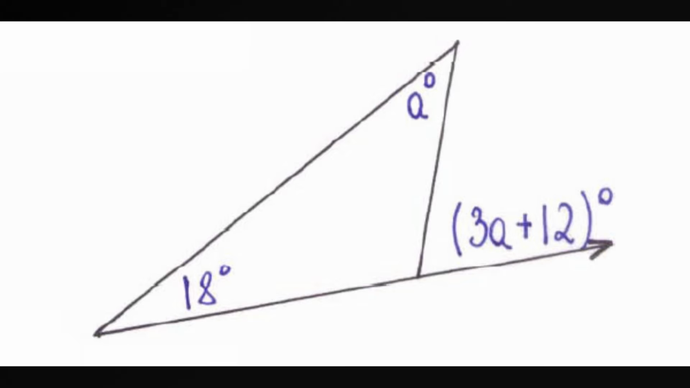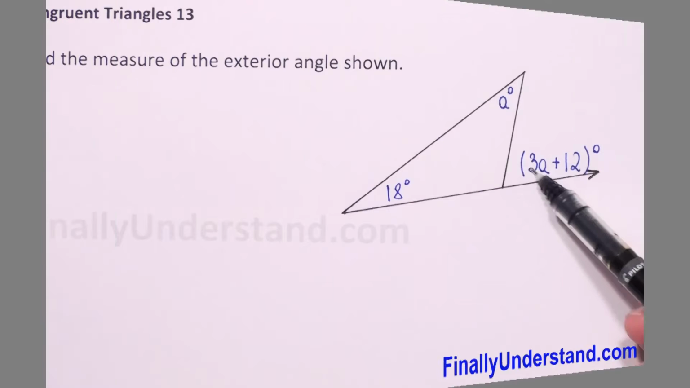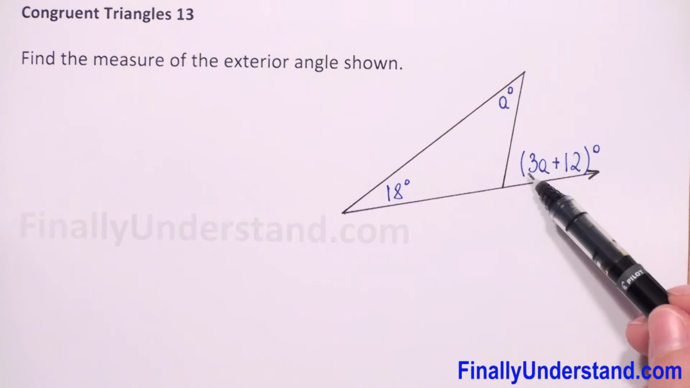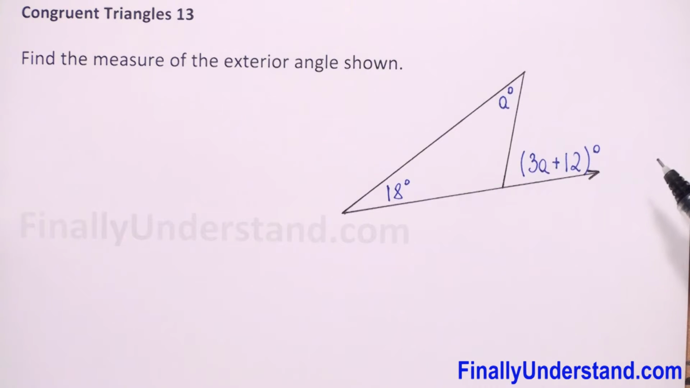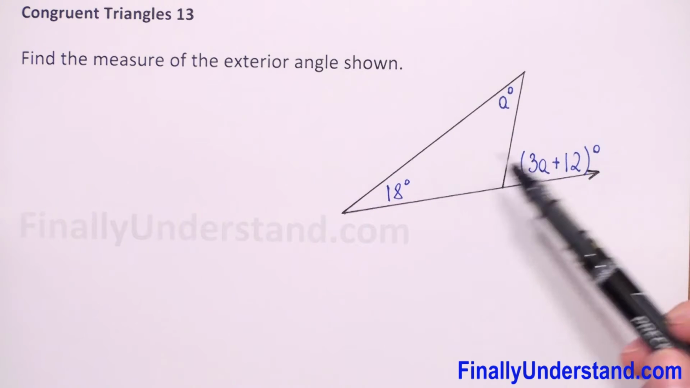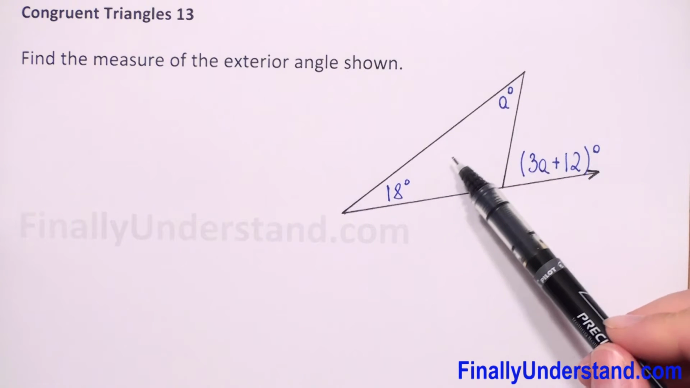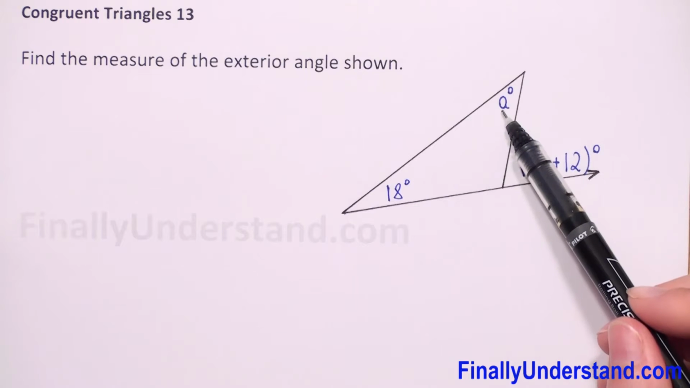We have to find the measure of the exterior angle shown. This is our exterior angle, and we will use the exterior angle theorem, which tells us that the measure of an exterior angle of a triangle is equal to the sum of the two non-adjacent interior angles.